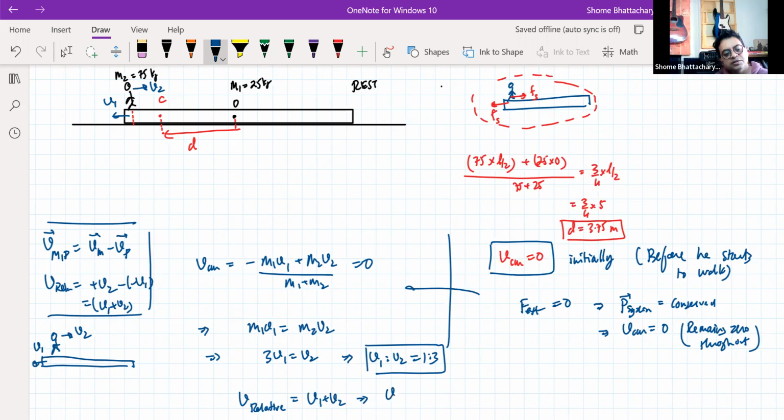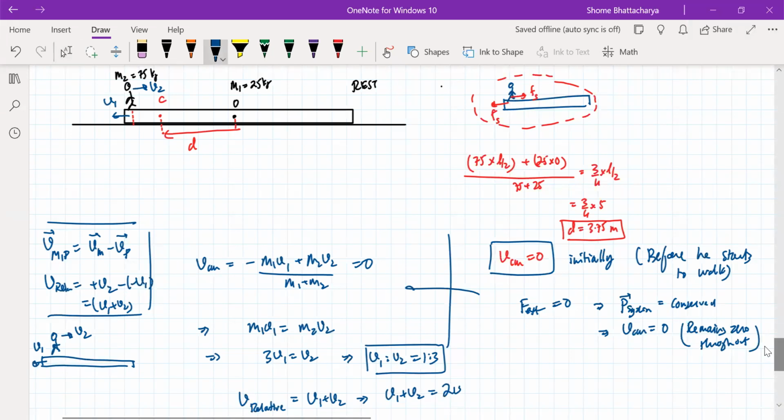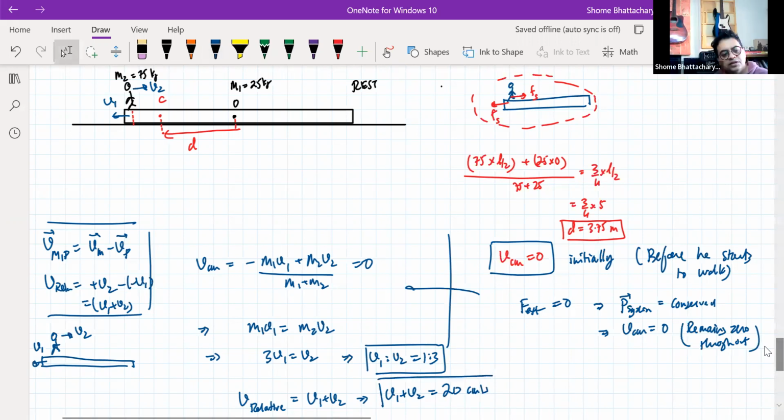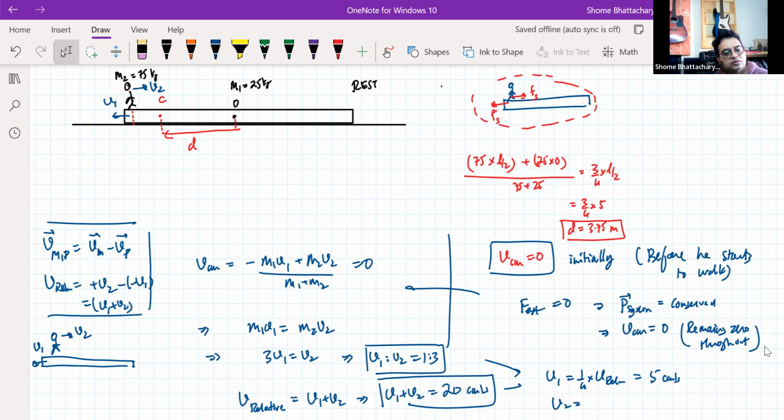And it is given that V1 plus V2, or the relative velocity, is how much? 20 centimeters per second. Okay. So from this, we can see that their individual velocities are like this. V1 is 1/4 of V relative. So 1/4 of 20. So that is 5 centimeters per second. And V2 will be, oh, sorry. Just a minute. I made some mistake here. I substituted wrong. I think M1 is the mass of the plank. So it's 25. So this is the other way around.